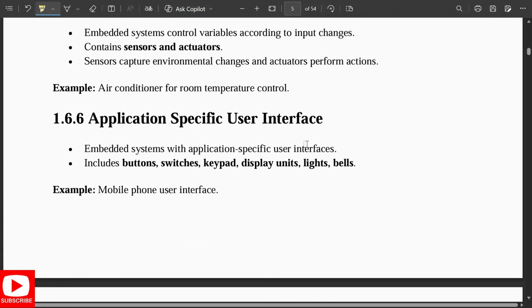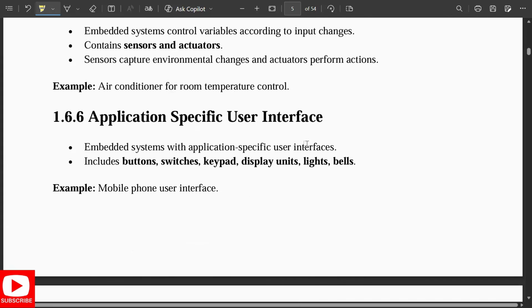Application specific user interface. Here the embedded systems with the application specific user interfaces include buttons, switches, then keyboards, display units, lights or bells. So example is our mobile phone user interface.